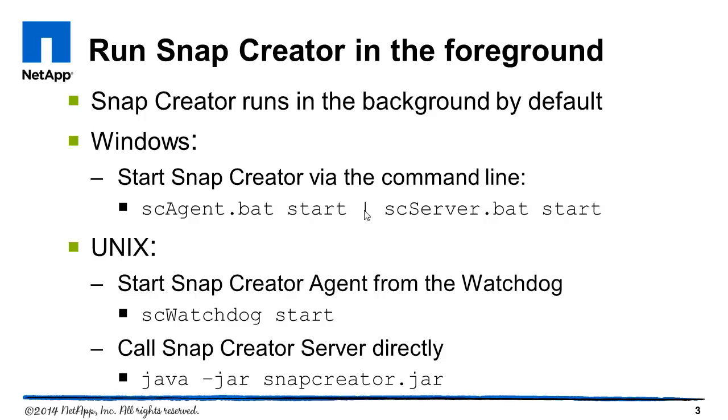For the Snap Creator server, you must change to the engine subdirectory. Within the engine subdirectory is the snapcreator.jar file. Start Snap Creator by calling java -jar snapcreator.jar. Let's look at how to use these debug options in Snap Creator.